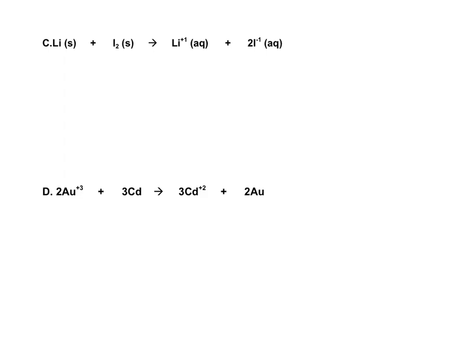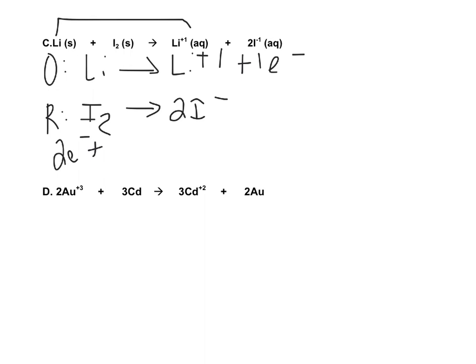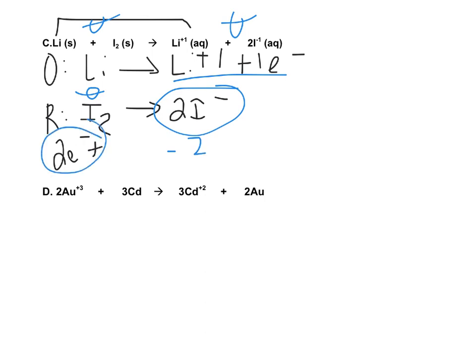Okay, we have two more examples that are fairly similar to what we just did. Break up into half reactions. I'm going to go ahead and do that for y'all. So lithium is being oxidized because it's going up in charge, and I add 1 electron to balance my charge of 0, 0. And then iodine is being reduced because it's going from 0 down to negative 1. This whole side has that negative 2 charge, so I bring in 2 electrons on that opposite side so that side has a negative 2 charge.